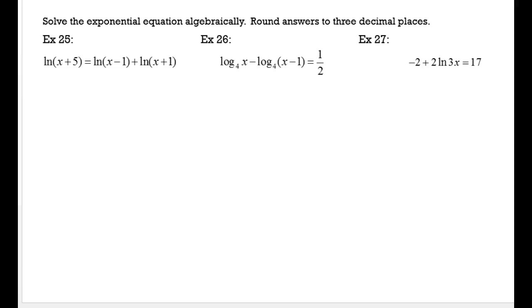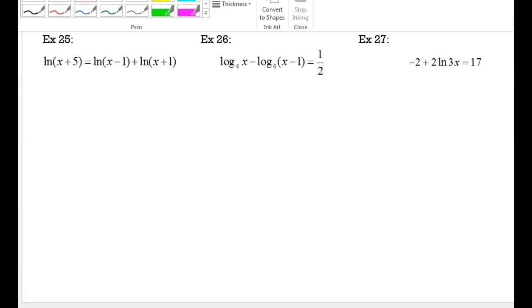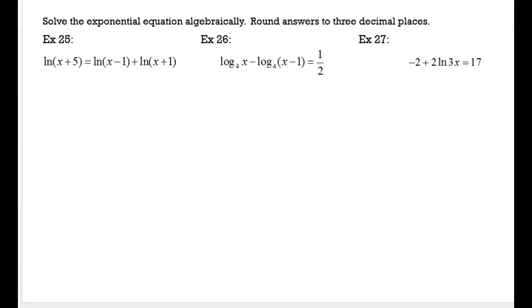All right, look at 25. Again, using the properties of logarithms can make this really simple. Now, the issue here is I have 2 natural logs on the right and only 1 on the left. I need to get it down to 1. So using the product rule, I can do that. I can say the natural log of x plus 5 equals the natural log of x minus 1 times x plus 1. All right? Now, this is being multiplied together here.